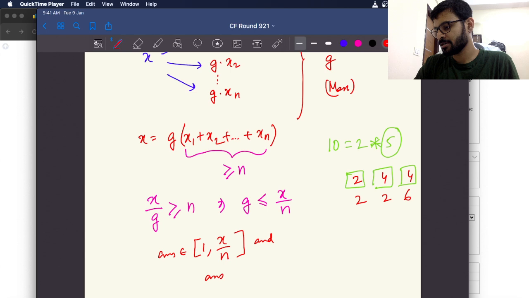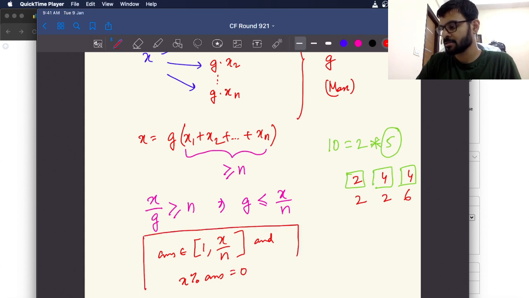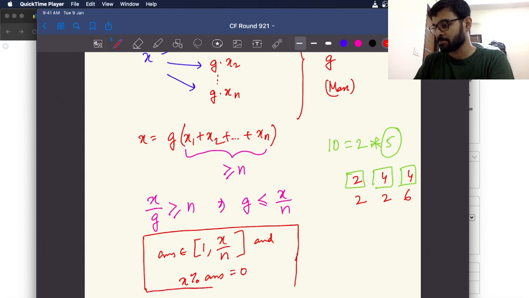my answer should be such that x is divisible by that. These are the two conditions that you have to satisfy. That's it. And once you satisfy these two conditions, you have to find out the maximum such value.